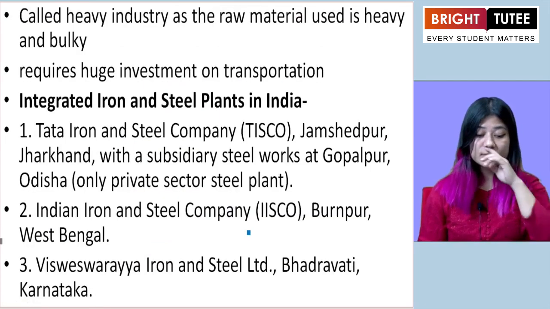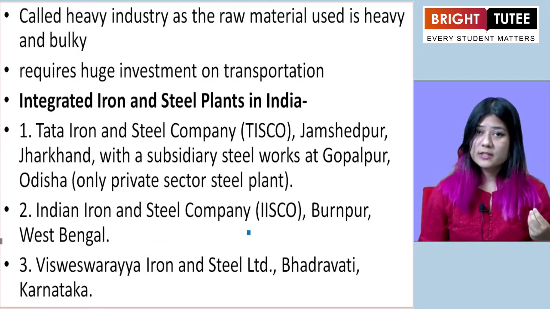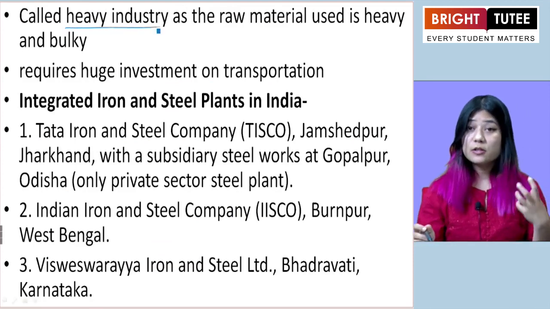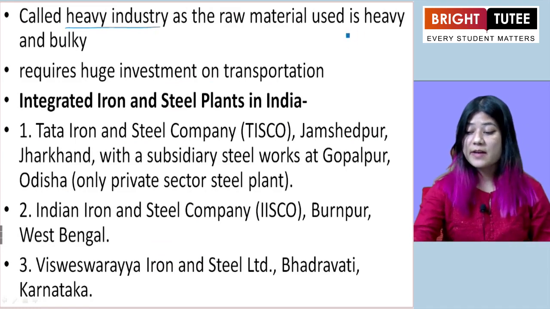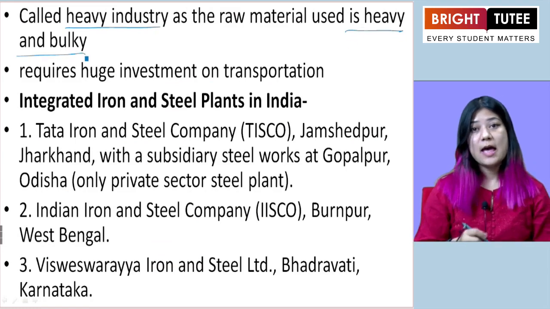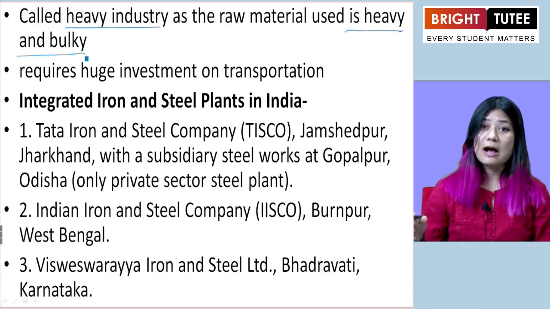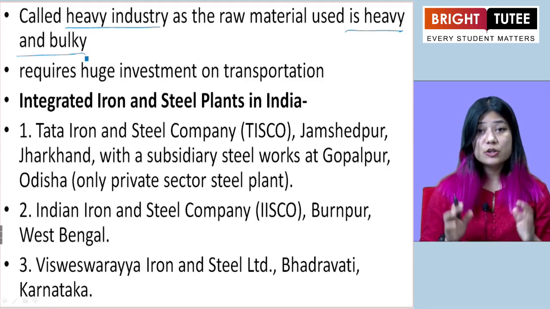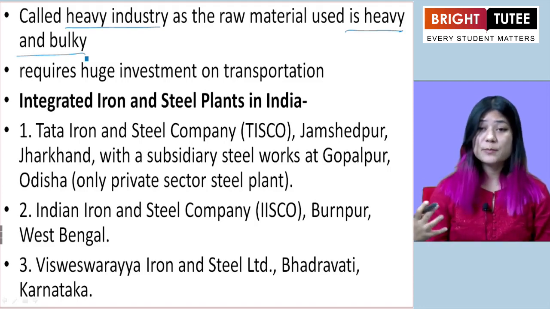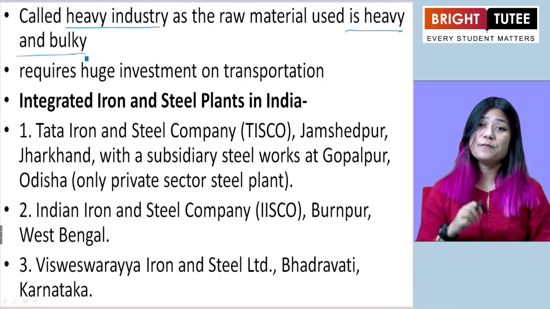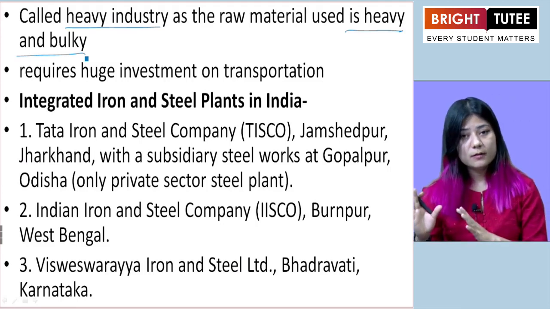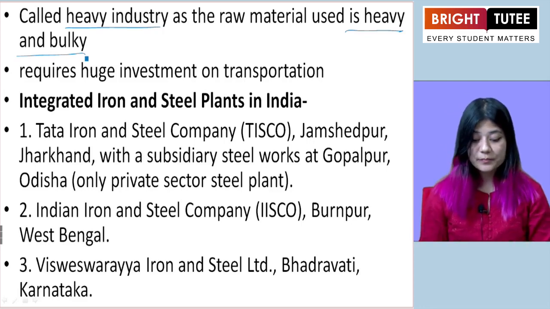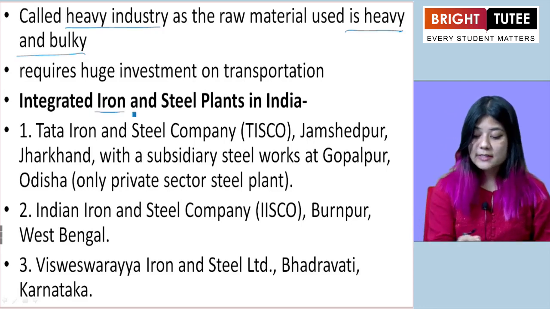Iron and steel industries are also called heavy industries because they use raw materials which are very heavy and bulky, and even the finished goods are often heavy and bulky. This means that they need huge money. The cost of transportation of the raw materials and the final finished goods is very high. They need a huge amount.